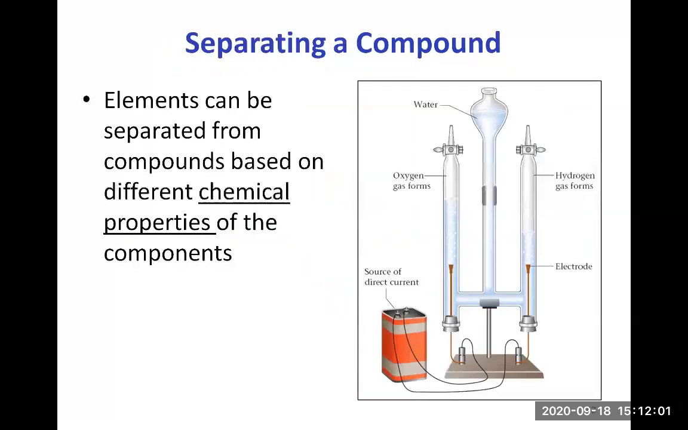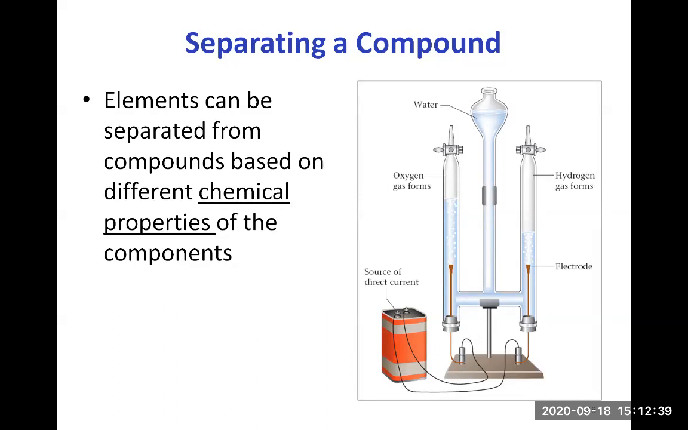Well, yes, we can. For example, we can do that with water. Elements can be separated from compounds based on different chemical properties of the components. This time you will need to use the chemical properties, because a compound is already a pure substance. So physical properties will not be helpful anymore. This time you need to reach the level of chemical change to destroy the compound into its elements.